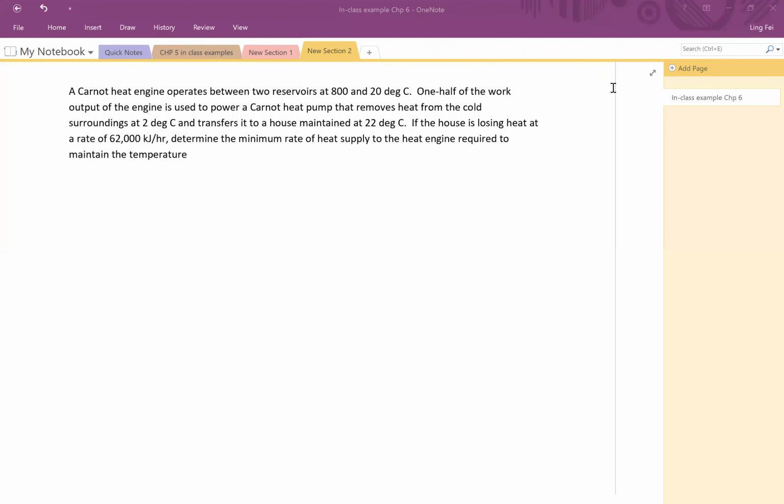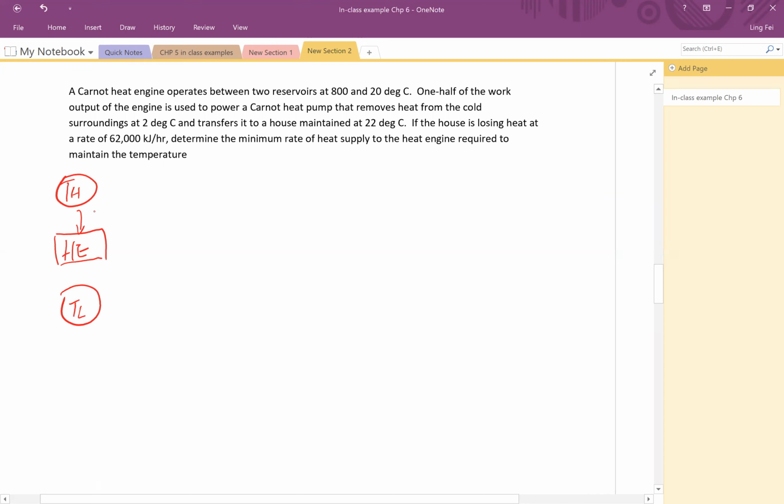The next problem is a Carnot heat engine combined with a heat pump. So let's read the question. A Carnot heat engine. What we do when we read this is just draw the blocks. Carnot engine means reversible heat engine. And then you have your two blocks represent the thermal reservoirs TH, TL.